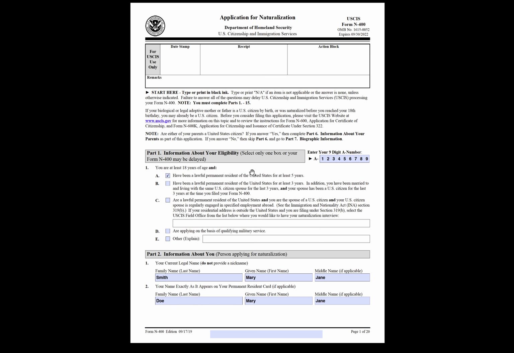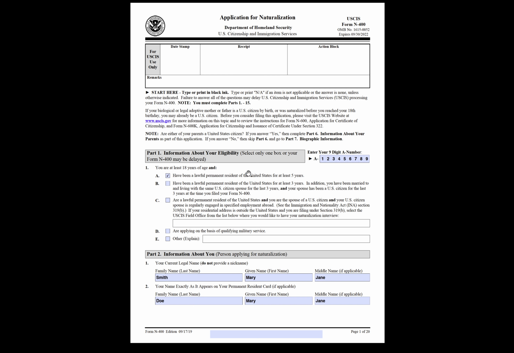Question 1 says you are at least 18 years of age and you've been a lawful permanent resident of the United States for at least 5 years. So that's one of the conditions to apply. The other is that you have been a lawful permanent resident of the United States for at least 3 years, and in addition to that, you have been married to a U.S. citizen spouse for 3 years, and you've been living with that same spouse. So the first one is, independently of whether you're married or not, if you've had your green card for 5 years, or for 4 years and 9 months, really. There's a 90-day window before the 5 years is up where you can begin the application process. So you can do that.